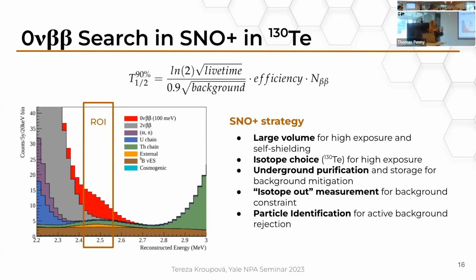So with this setup, what can that give us and what are the highlights of what we're doing? I said 12 meters in diameter, 4 tons of tellurium, 1 kiloton of liquid scintillator. We are a large volume, high exposure experiment. We are using tellurium 130 because it has a high natural abundance of 34%, which again translates into a high exposure. We have underground purification and storage, which mitigates our backgrounds.